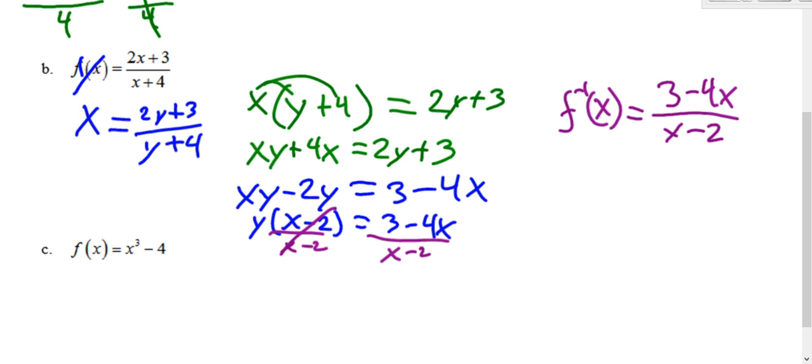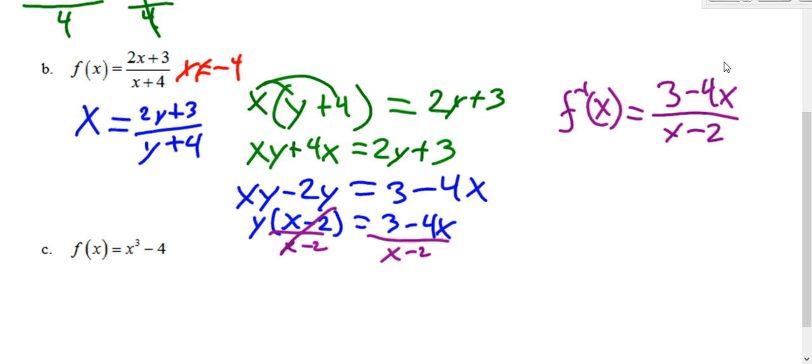Now, I do want to point out, since domain and range is a big part of this class, the domain of f is everything but negative 4. X cannot equal negative 4. The range of f inverse should be the same thing, because domain and range of the inverse is the inputs and outputs switch, so the range of f inverse should be the same. It cannot be negative 4.